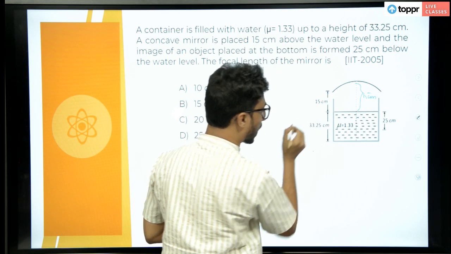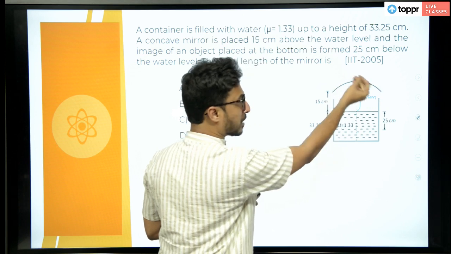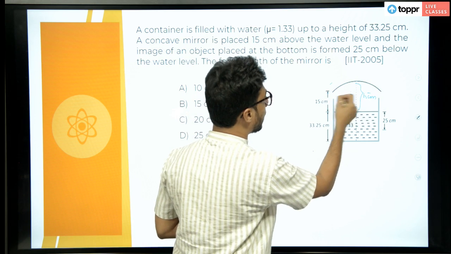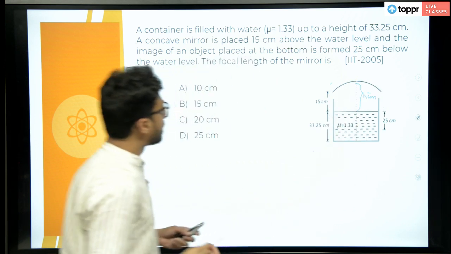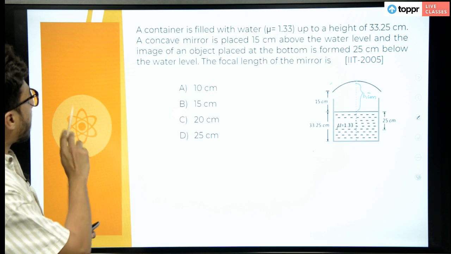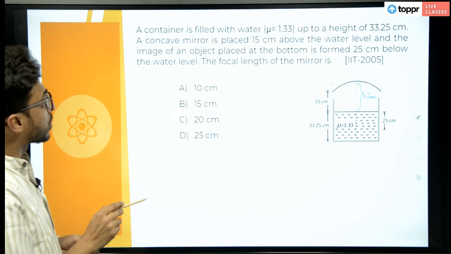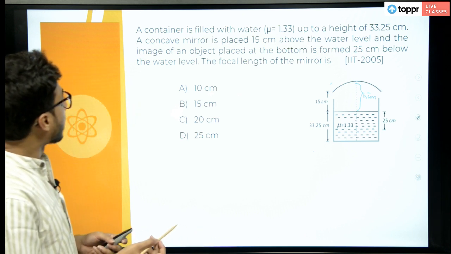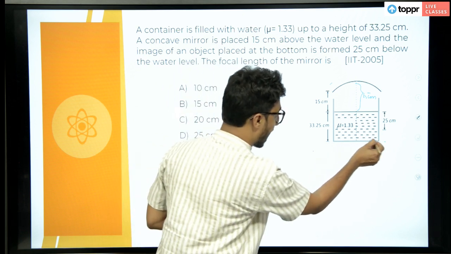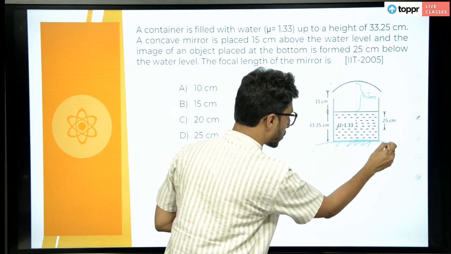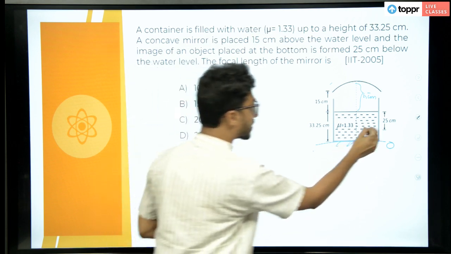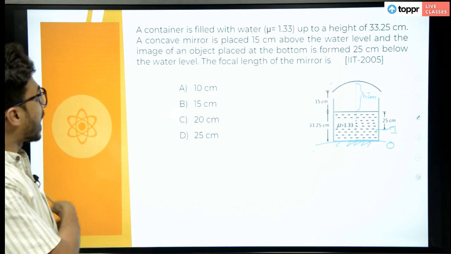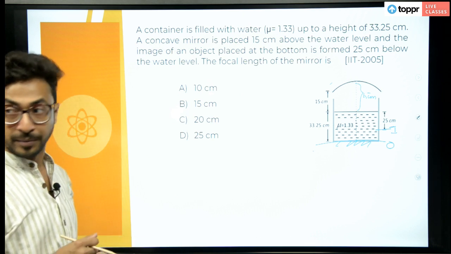Though they have shown it here, we don't take the mirror to be of finite height or finite length, right? So this is nothing but 15 centimeter. And the image of an object placed at the bottom is formed 25 centimeter below the water level. So what is happening? The object is placed at the bottom. So this is the object and the image is formed here. This is the image, right? Then we have to find the focal length of the mirror.